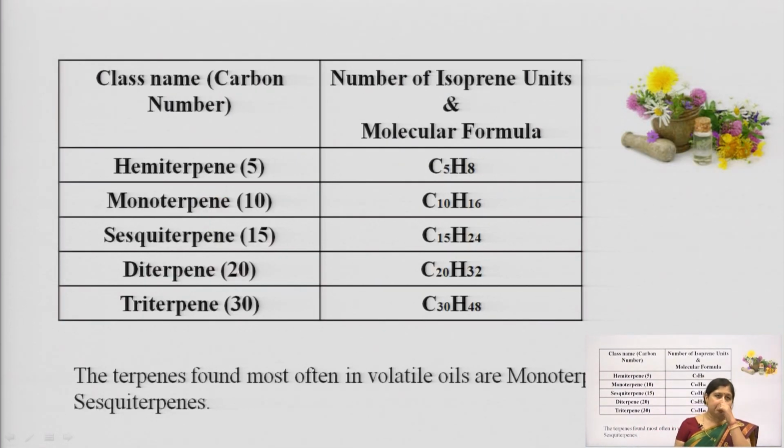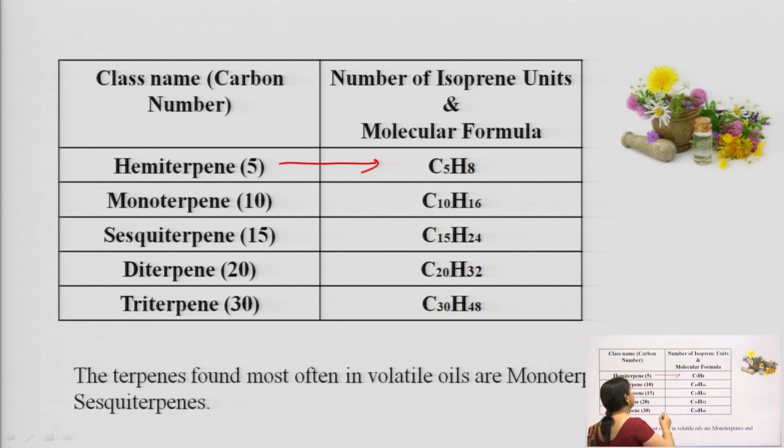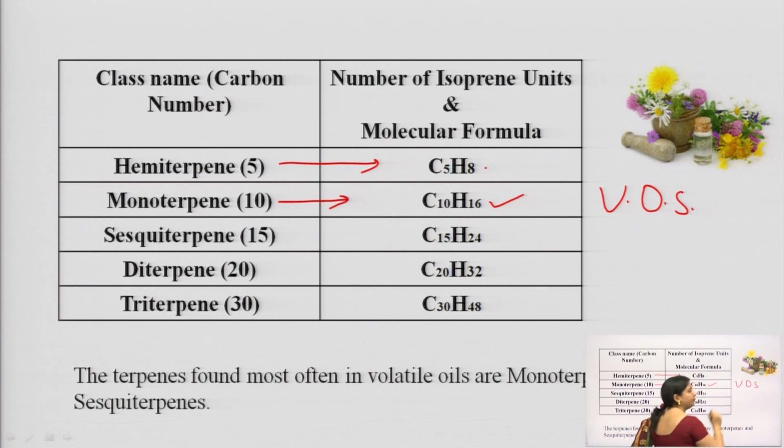Now, how do these isoprene units exist in nature and in what forms? If an isoprene unit is alone, then we call it a hemiterpene, C5H8. If two isoprene units come together, C5H8 becomes C10H16. In that case, it is known as a monoterpene. And this monoterpene is generally present in the volatile oils. It will always have 10 carbon atoms.